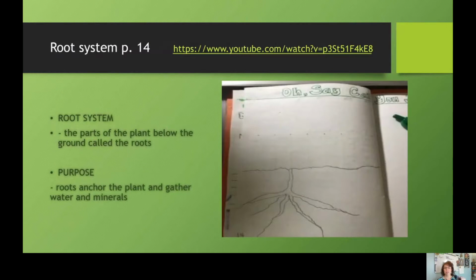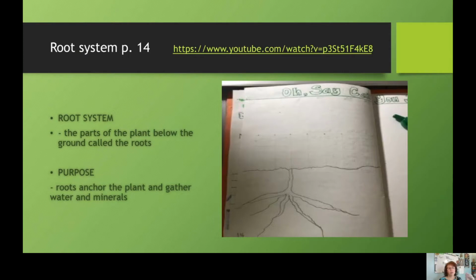All right, so this is what I did. You can tell by my page that I put a title across the top, and then I drew a line about halfway down the middle, and the bottom half is the root system. And the root system is the parts of the plant below the ground. It's called the root system.